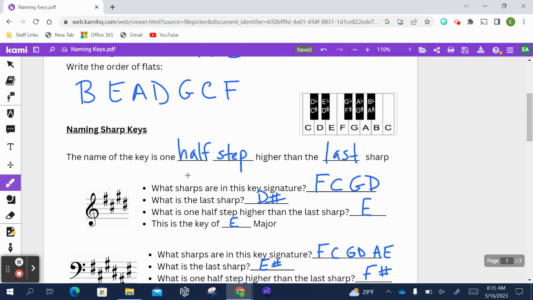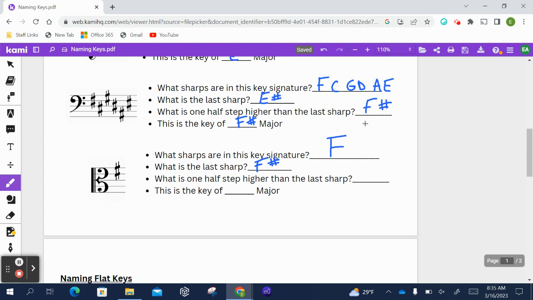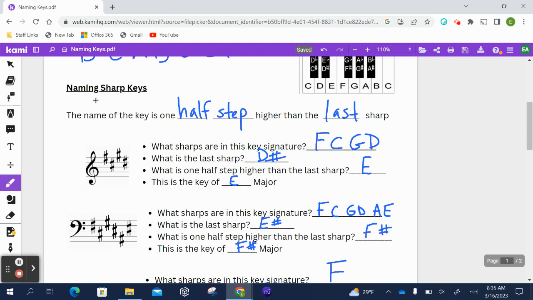What's a half step higher than an F sharp? G. And so that means that this is in the key of G major. Okay, so when it comes to naming sharp keys, you're looking for the last sharp and going up a half step. That's the name of the key.